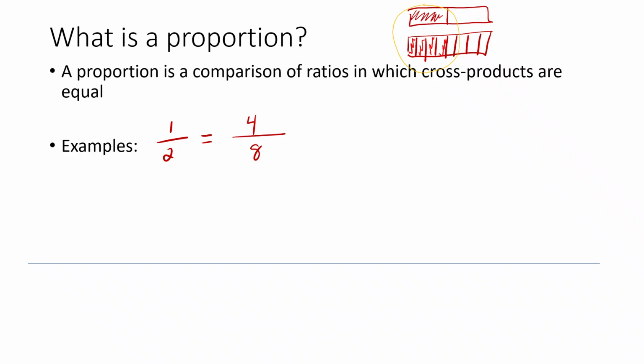Now, what we mean by cross products is this. There's some vocab here too, like the means and the extremes, but this is what we mean by cross products. It's where we multiply on the diagonal, and in a proportion, if the ratios are equivalent, then the cross products will be equal. So 1 times 8 is the same as 2 times 4. So 8 is equal to 8. And we can look at this with some others.